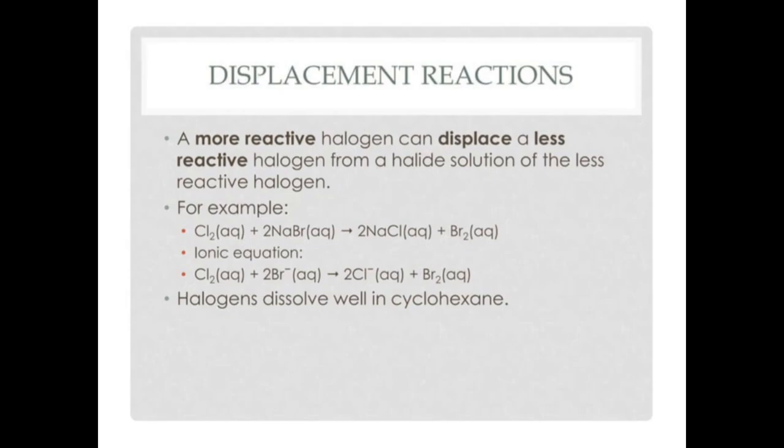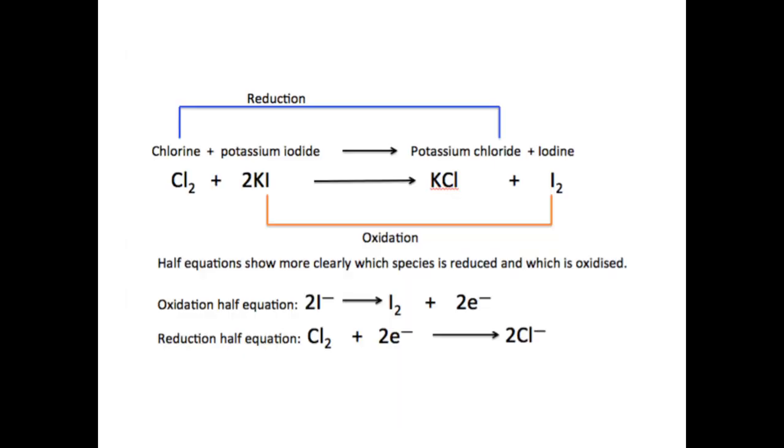Okay, chlorine moves from 0 to -1, while bromine moves from -1 to 0. Also note that the halogens can dissolve well in cyclohexane. They are relatively insoluble in polar solvents, but soluble in organic or non-polar solvents. And one of them is cyclohexane. They can dissolve well in cyclohexane.